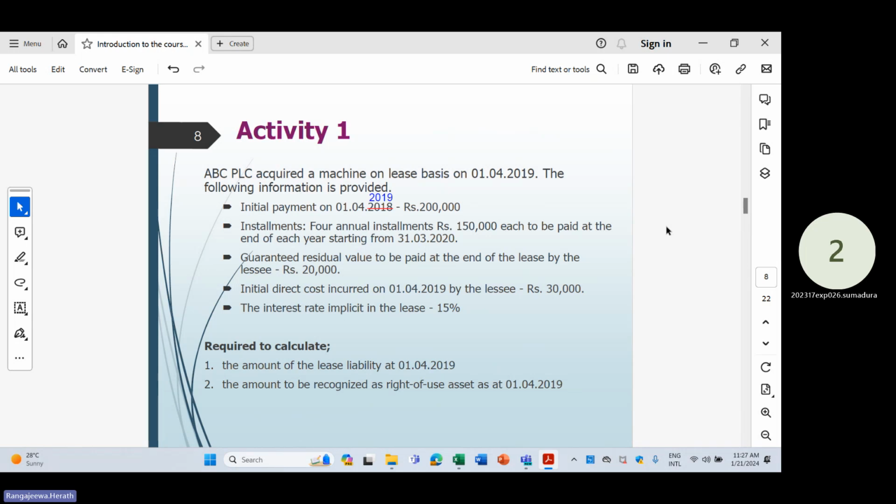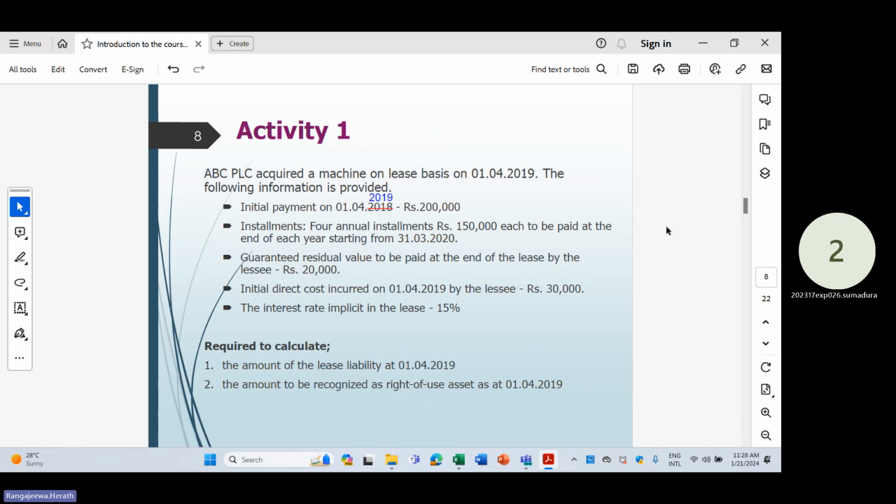Guaranteed residual value at the end of the lease, 20,000. Initial direct cost incurred by the lessee, 30,000. And interest rate implicit in the lease, 15%. That is the discounting factor. The amount of lease liability on 1st April 2019: you have to estimate the lease payments, 150 times 4, plus 20,000 in the 4th year, the guaranteed residual value.